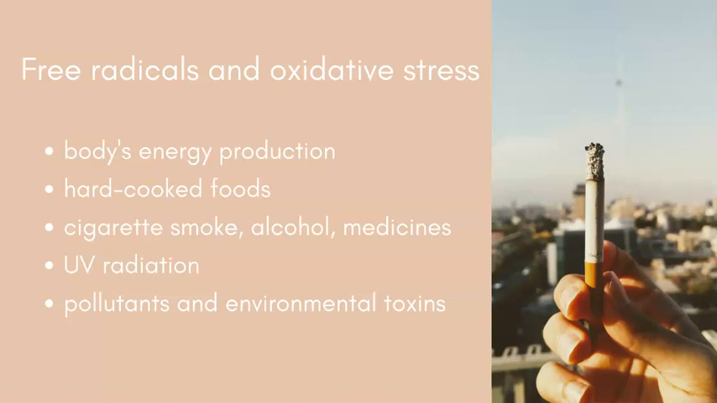So we are surrounded by free radicals in our environment, and like I said, they're also produced in the body's natural energy production inside the cells. And also the immune system uses free radicals as a defense mechanism against invaders such as bacteria and viruses. So our immune cells actually produce free radicals as a weapon against these bacteria and viruses.